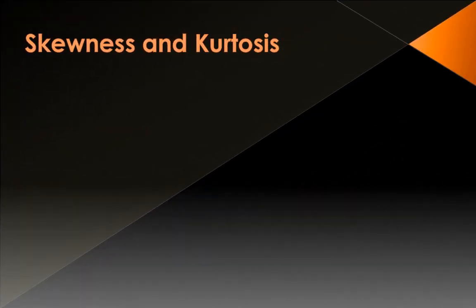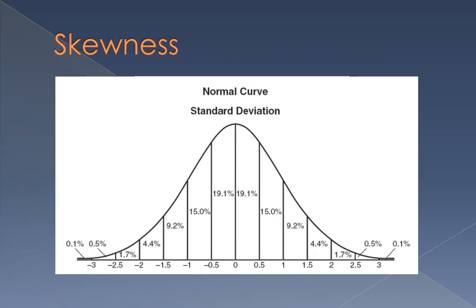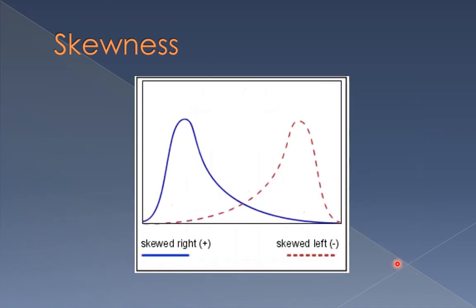The last thing we can look at is skewness and kurtosis. Both of these refer to the shape of distribution. Skewness is referring to how symmetrical a distribution is. So here we can see a normal curve with normal distribution. It's extremely symmetrical. Here we can see two extremely unsymmetrical distributions.